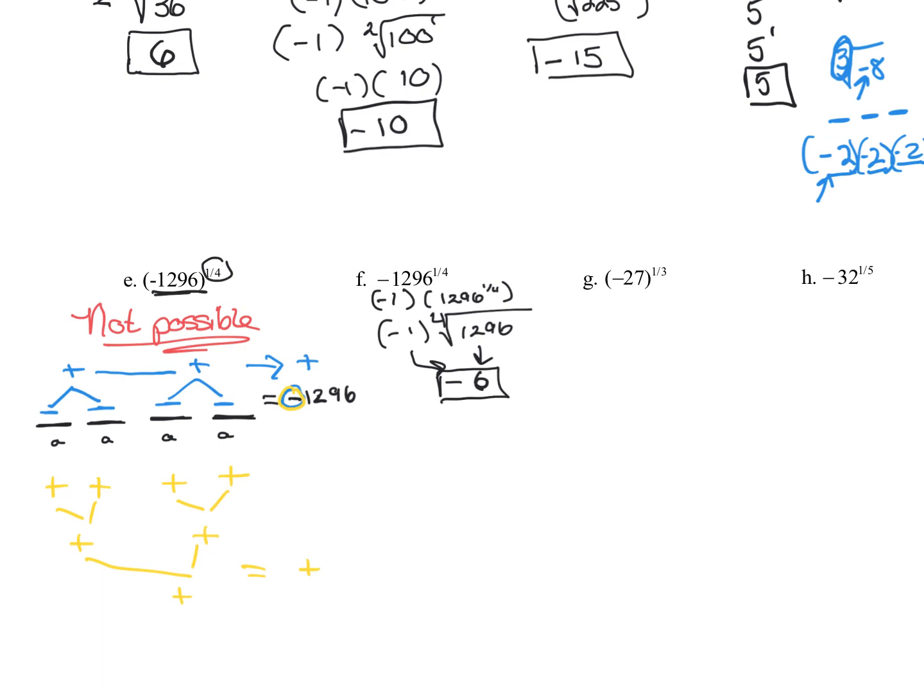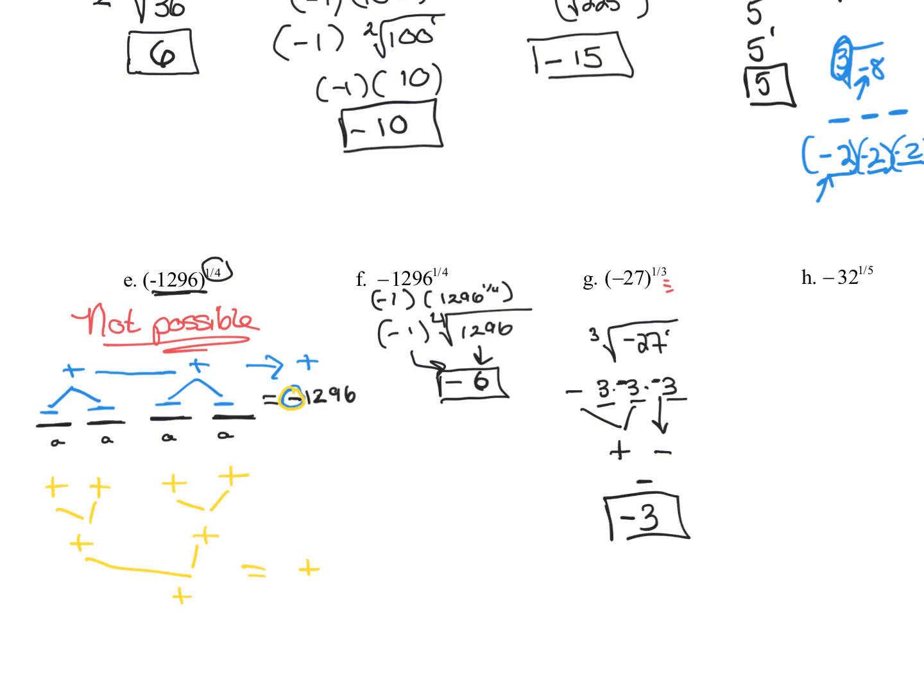Don't think that letter G is not possible. Letter G is possible because the root I am taking out here is an odd root. So I'm going to do negative 27, because it's inside the parentheses. The whole thing is to the first power, third root. So what times what times what is 27? Well, that's 3 times 3 times 3. And all of them are going to be a negative, because a negative times a negative is a positive, times a negative makes me a negative. My answer is negative 3.